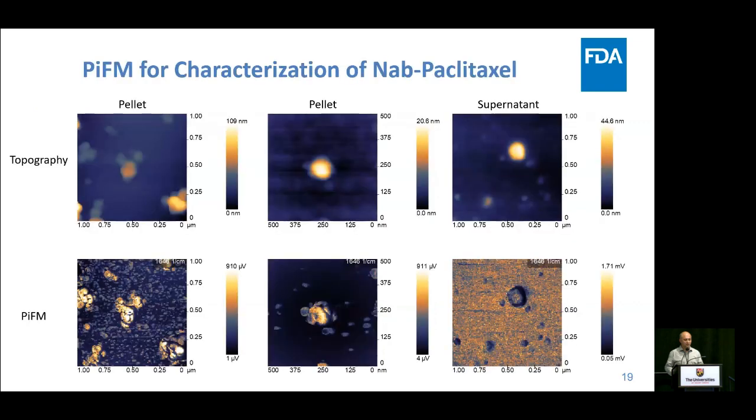And we do see some particles, but they seem like they're hollow, void, and they don't really have the API here in the supernatant, and that's what's expected when you do the centrifugation. So it's really fascinating for us. But of course, there are a lot of issues with how we prepare these samples.